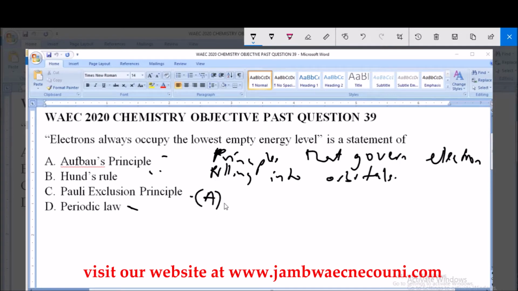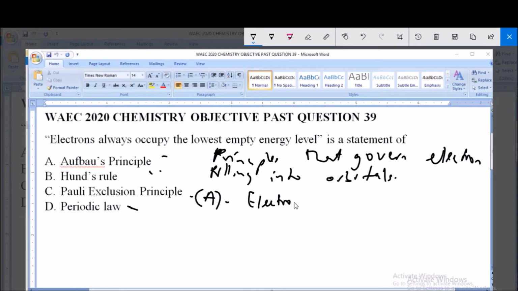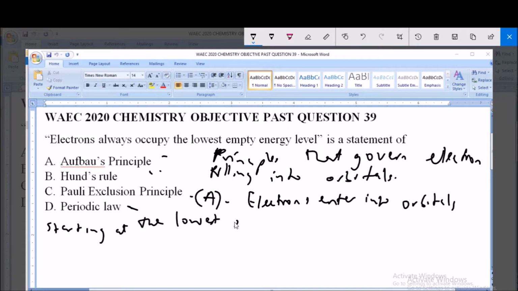Now, option A, which is Aufbau's principle, states that electrons enter into orbitals starting at the lowest energy level before filling higher energy levels.